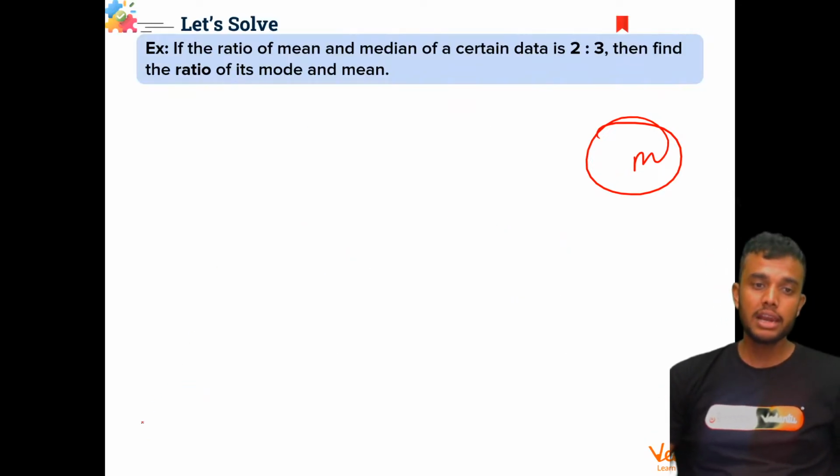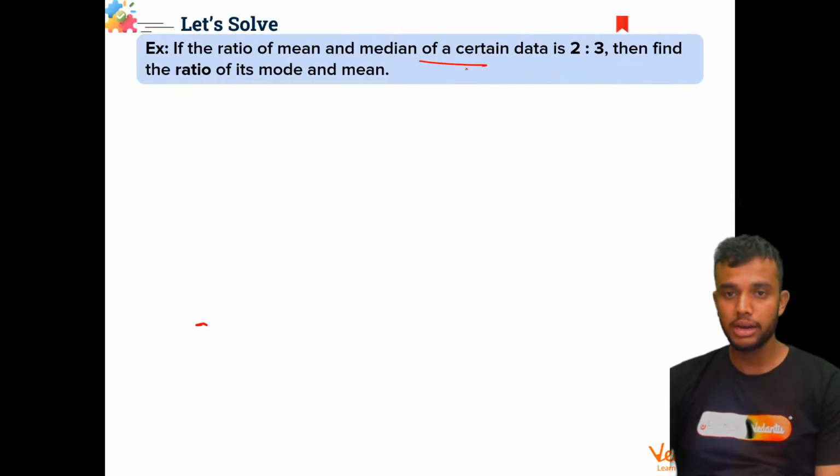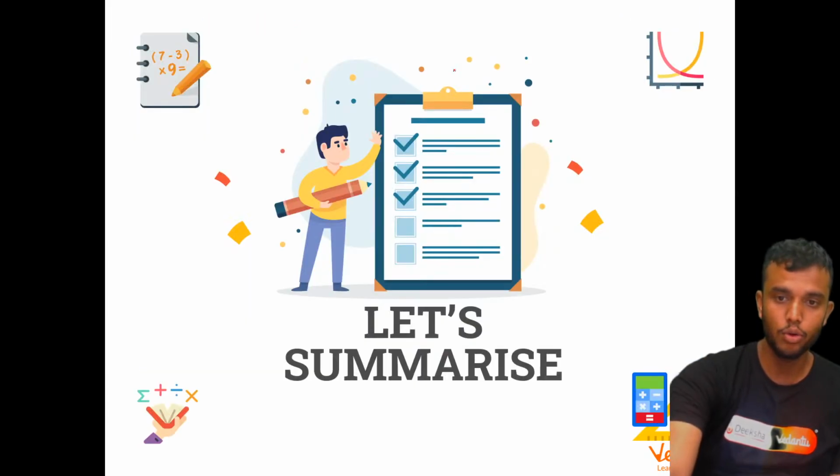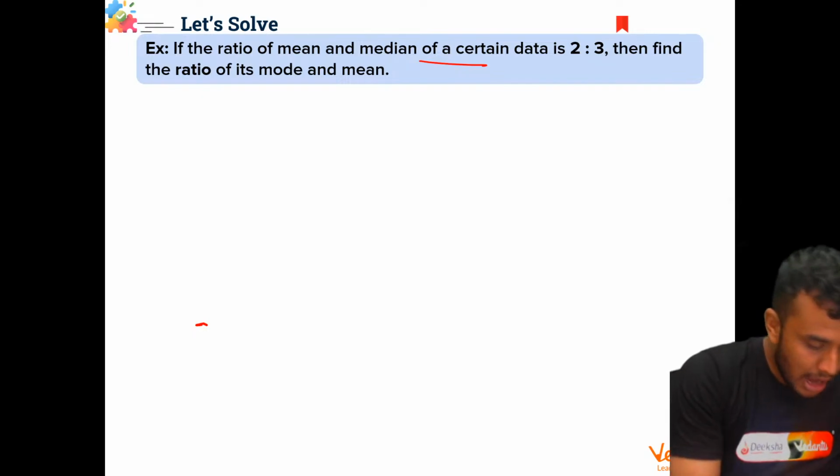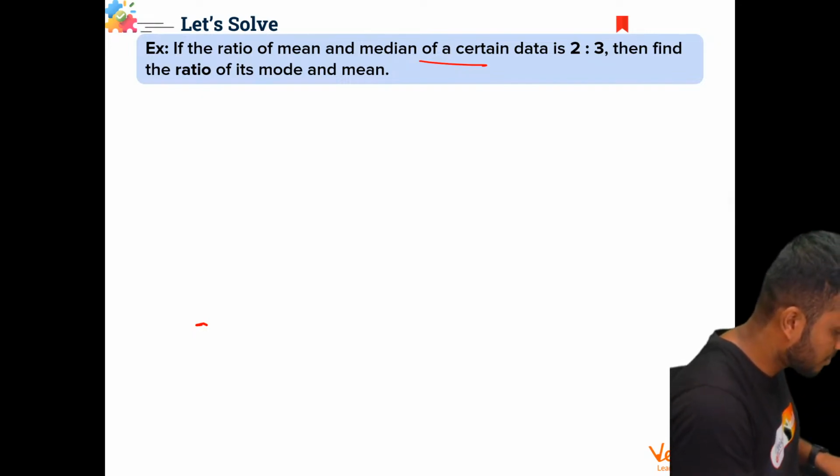Come on, if the ratio of mean and median, okay, 1 second, students. Oh, almost done. After this, we can finish. 1 second, I am back in 2 minutes. Wait, students.